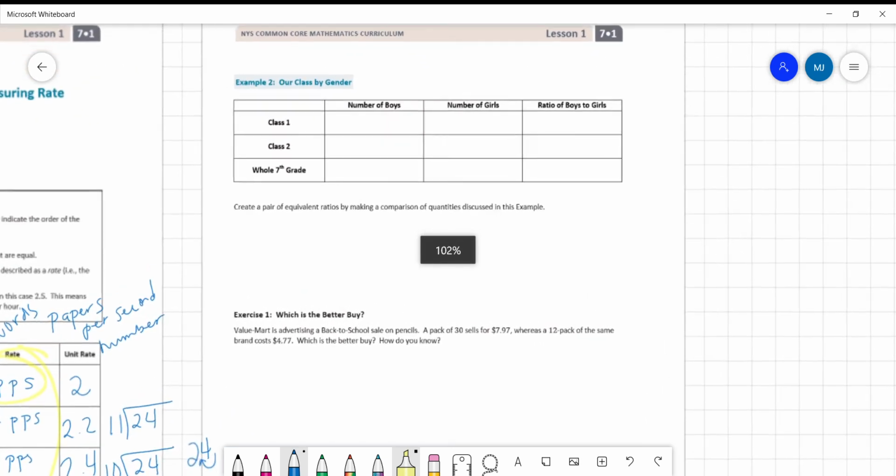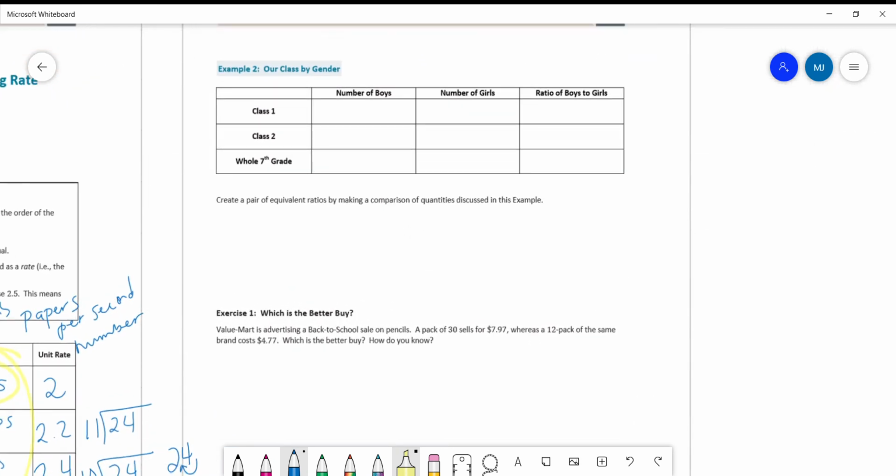Now we're going to look at example number 2. We'll look at our class by gender. So if we were actually in class and working on this together, we would count the number of boys we have and the number of girls we have, and we would compare that to a second class. But I'm going to go ahead and give you some values here. So we're going to say in class 1, we have 14 boys, and we have 12 girls. Class 2, we're going to have 7 boys and 6 girls.